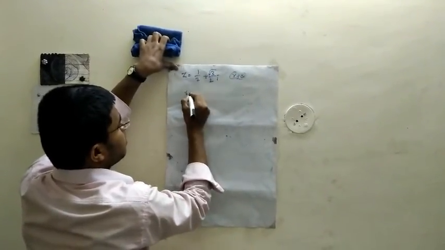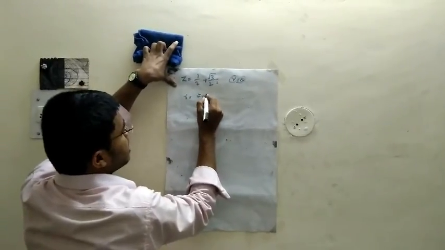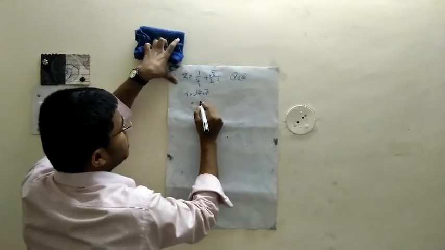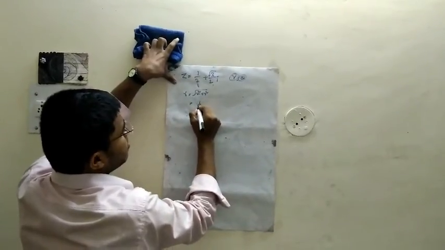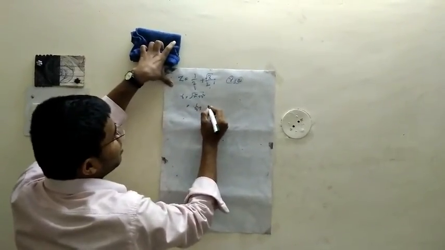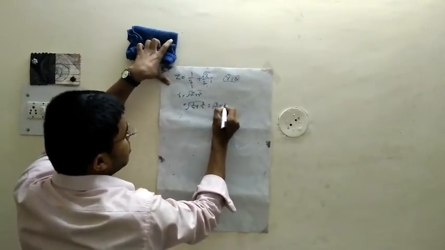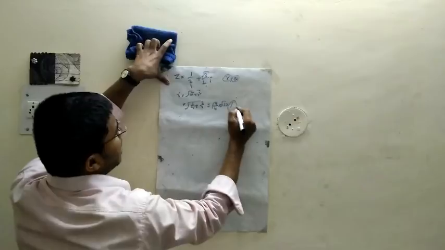r equals root of x square plus y square, where x and y values are 1 by 2 and root 3 by 2. That is 1 by 2 whole square, which is 1 by 4, plus root 3 by 2 whole square, which is 3 by 4. This is nothing but 4 by 4, which is under root 1. This is our magnitude value, 1.